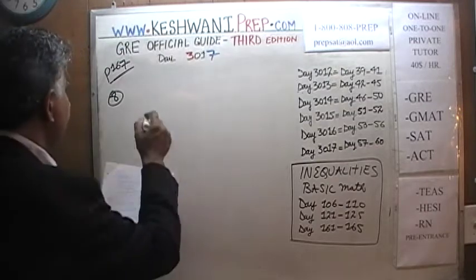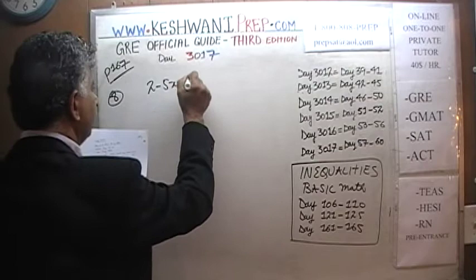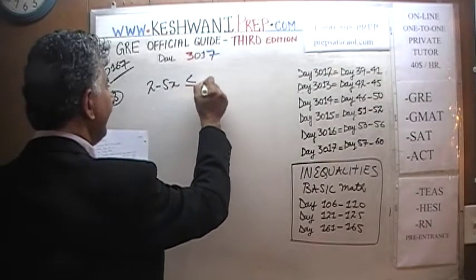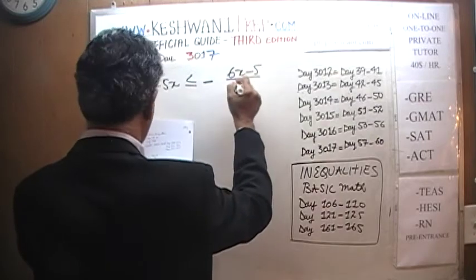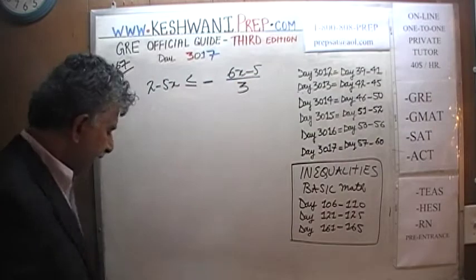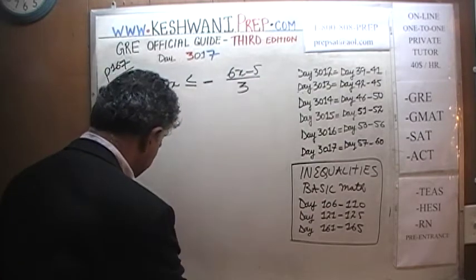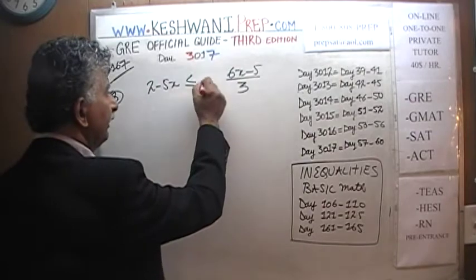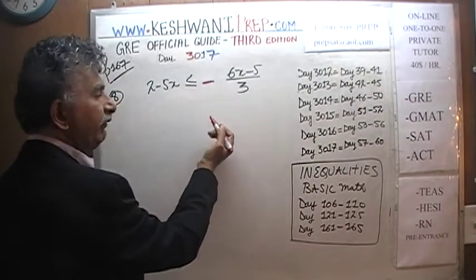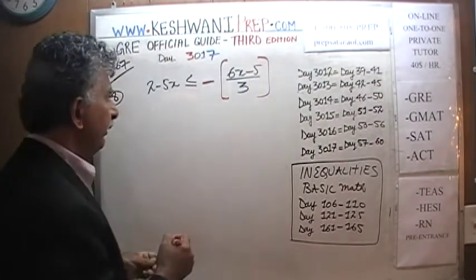Question number 8, we are told 2 minus 5x is less than or equal to negative of 6x minus 5, over 3. Make sure you understand that this negative does not appear in front of 6x. This negative appears in front of the entire thing. And if it makes it easier for you to keep track of it, put a parenthesis around it. This is what we have.